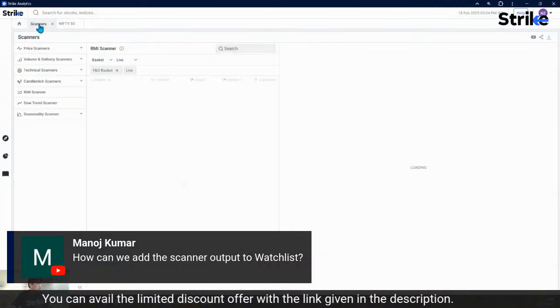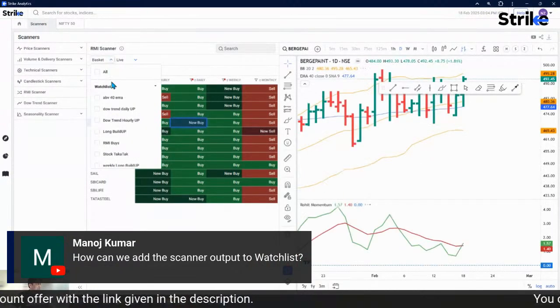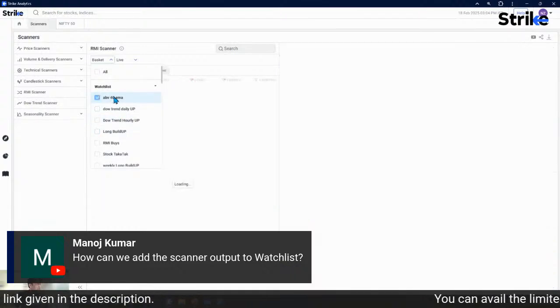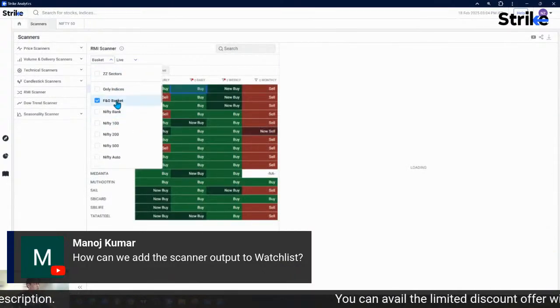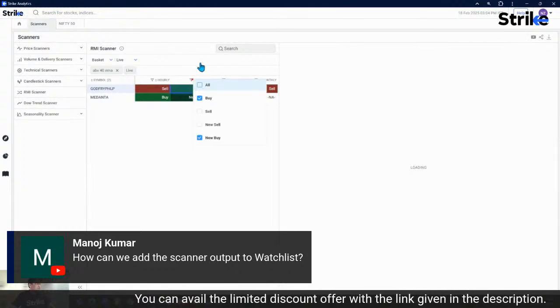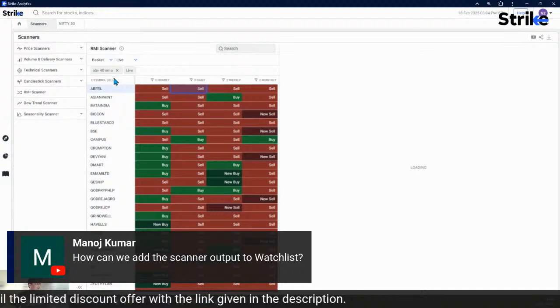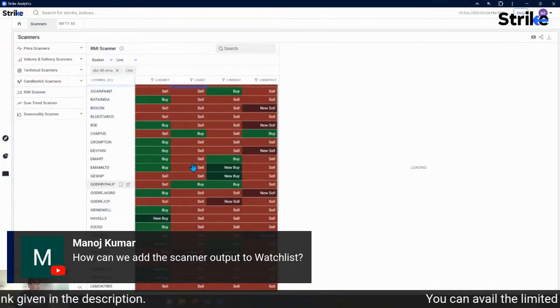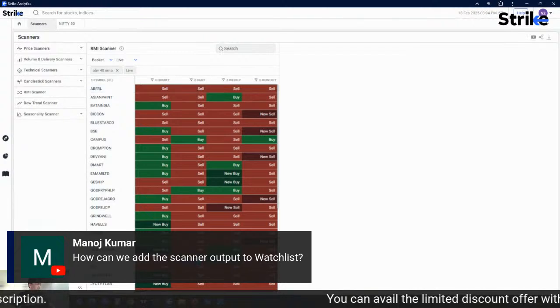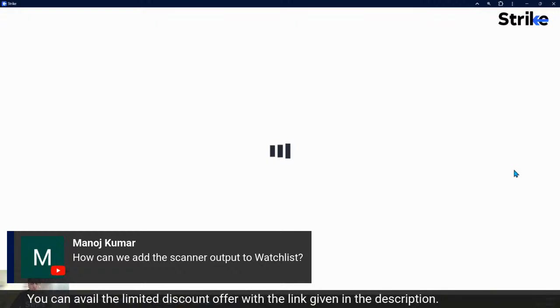Now you can go to the scanner section. In the scanner section, you can select RMI, and in RMI you select your own watch list over here. All right, and you can put up filters as well. So from your watch list or your portfolio, if anyone is giving a new sell, then you can sell that stock and get into another stock which is giving a new buy.